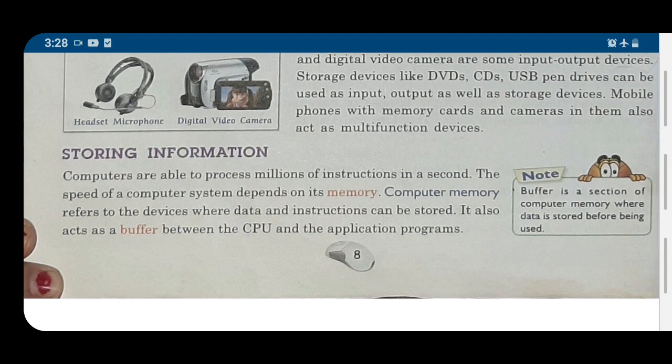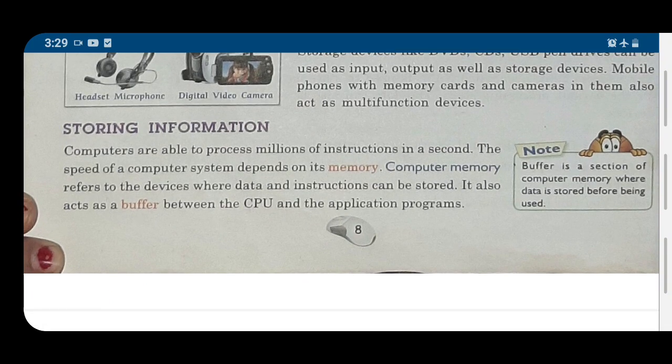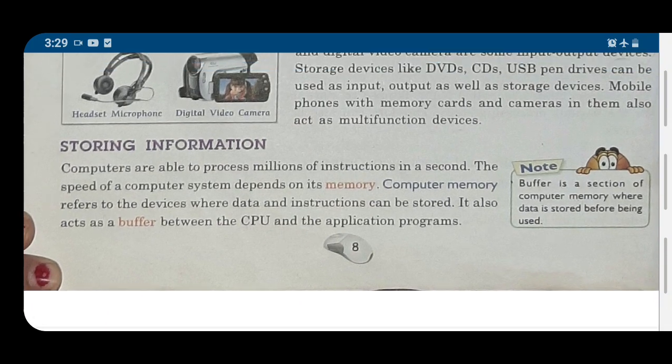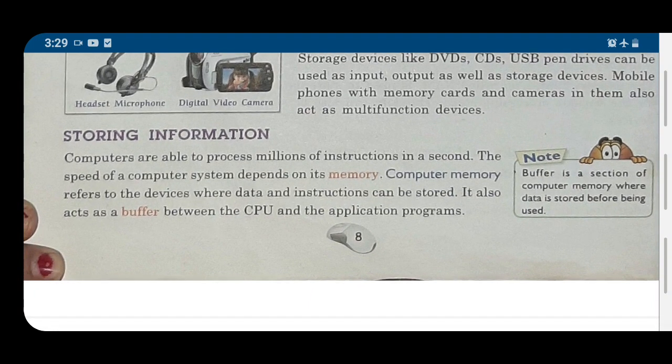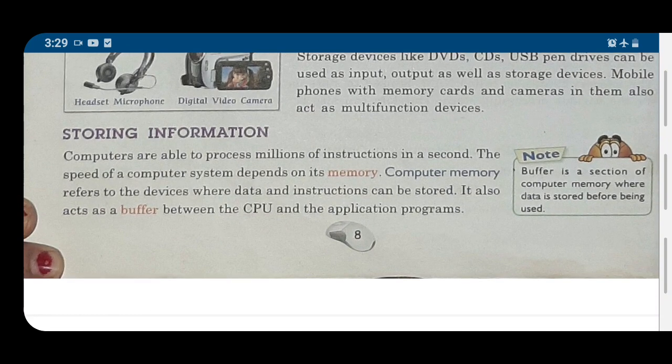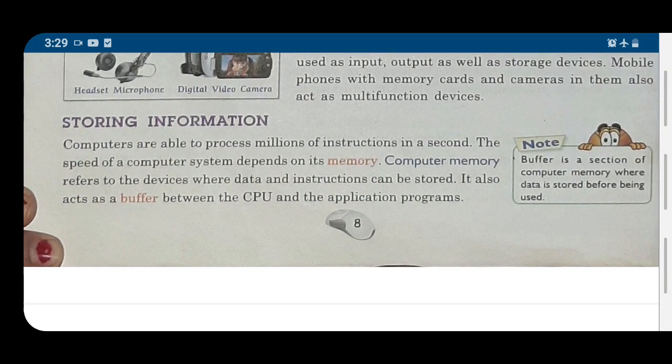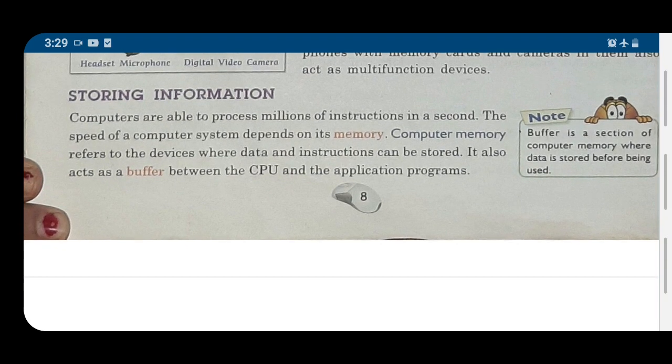Now next topic is storing information. I told you that we give the input, then the CPU does the processing work. After that we get the output. After that we store that information for further use. Computers are able to process millions of instructions in a second. The speed of a computer system depends on its memory. Computer memory refers to the devices where data and instructions can be stored. It also acts as a buffer between the CPU and the application program.